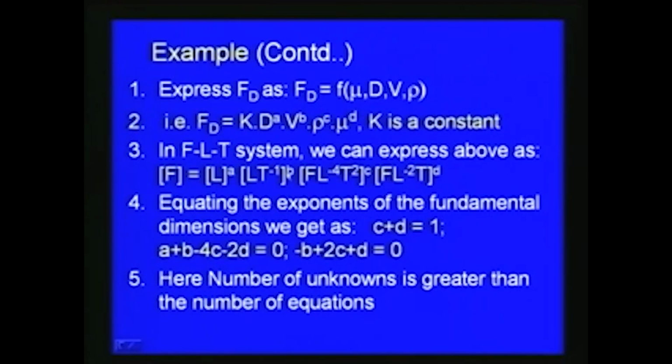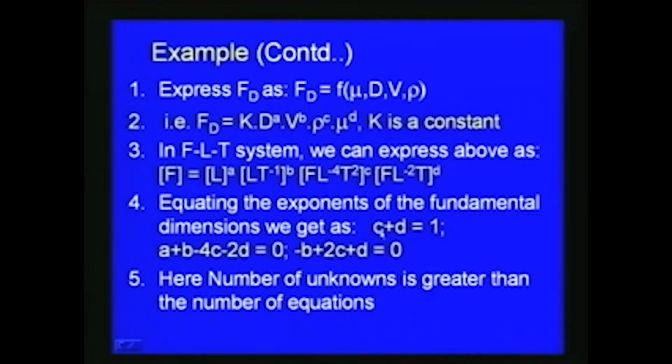Force appears in two places, so equating left and right, we write C plus D is equal to 1. Equating with respect to length L, we write A plus B minus 4C minus 2D, and the left hand side is 0, so that is equal to 0. With respect to T, we have minus B, plus 2C, plus D, so minus B plus 2C plus D is equal to 0.